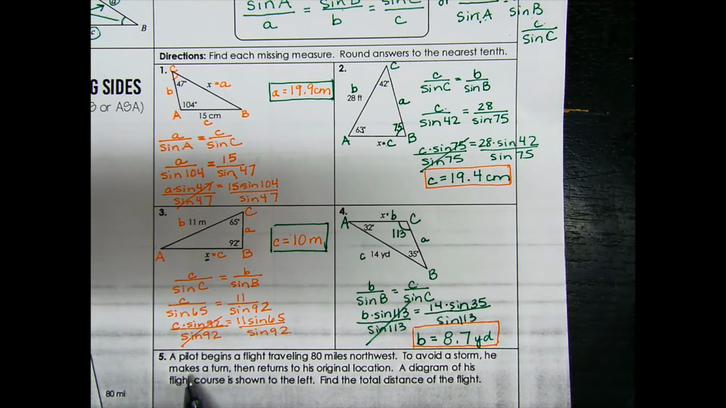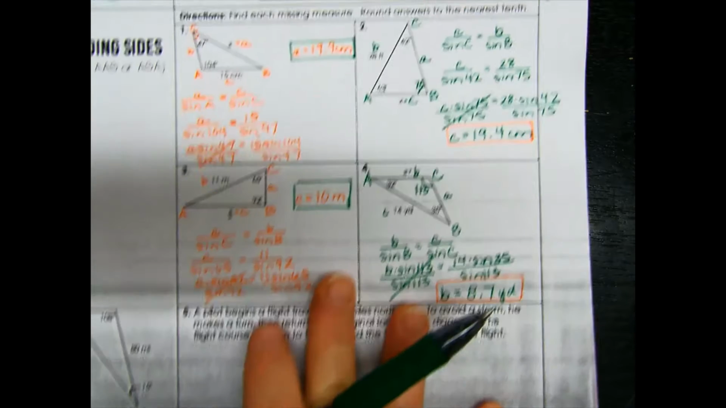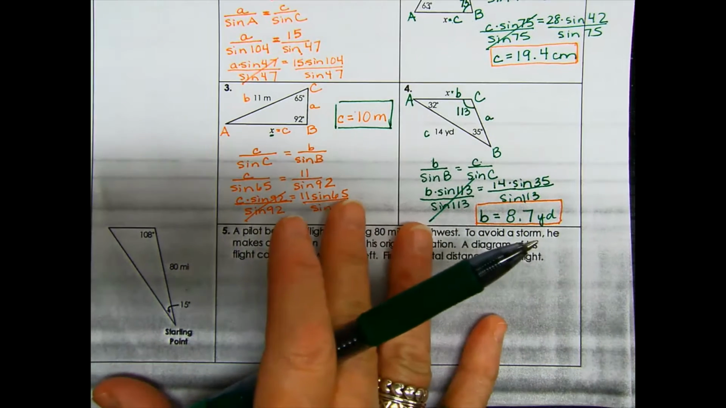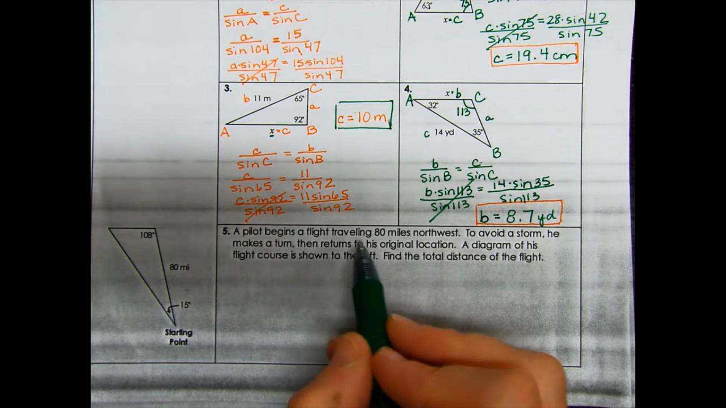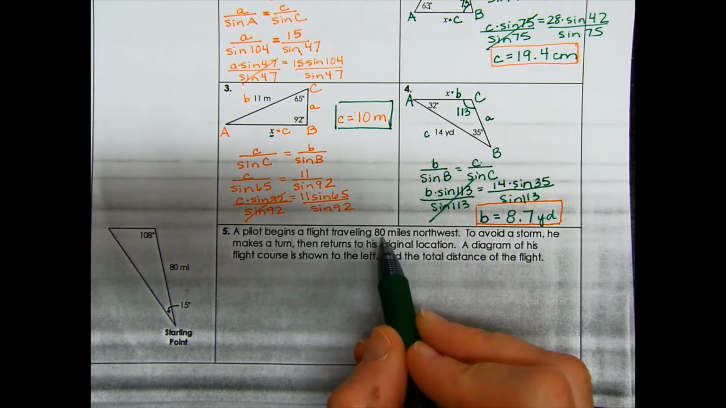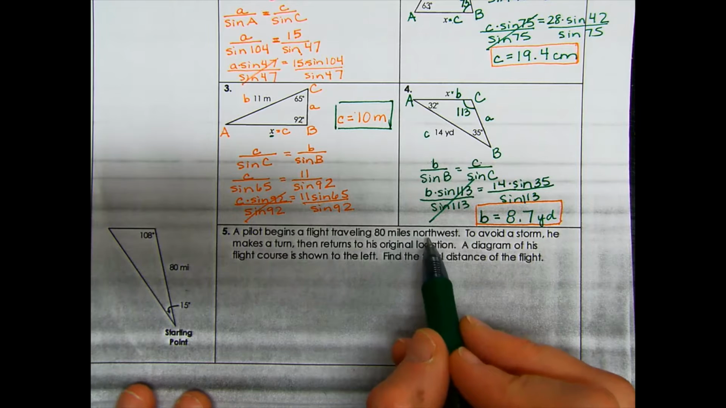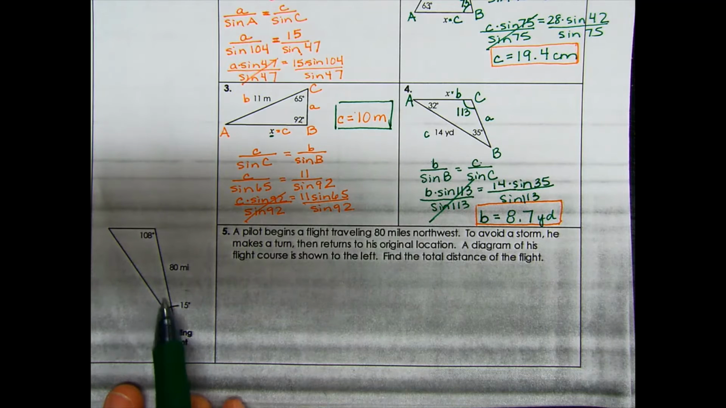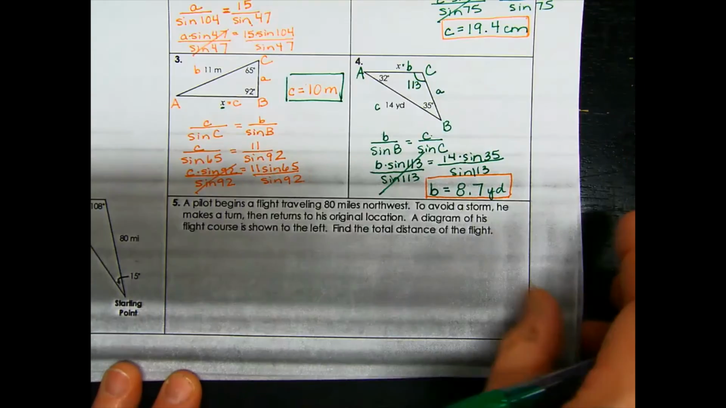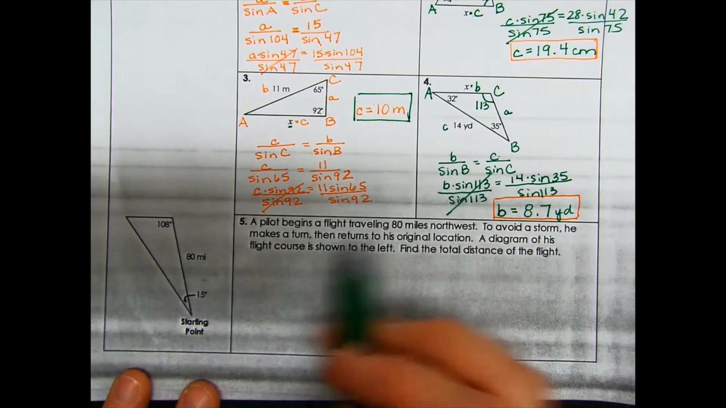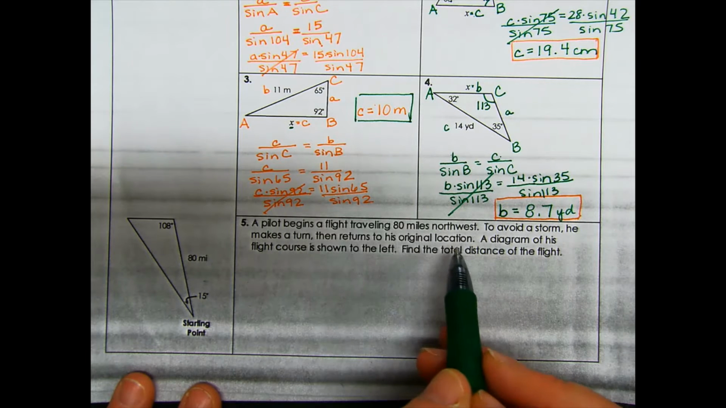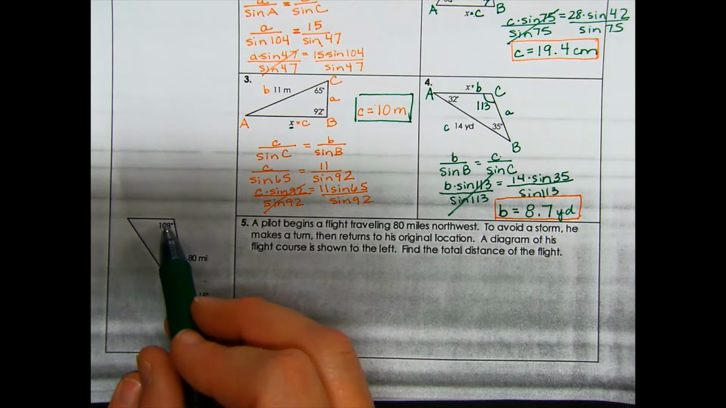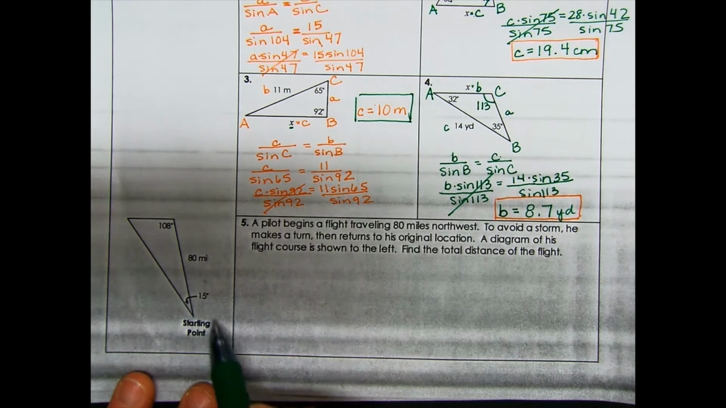Real world type problem and how it looks using law of sines to solve it. It says a pilot begins traveling 80 miles northwest. So that's what we're seeing in this triangle right here. This is 80 miles northwest. To avoid the storm, he makes a turn, and then he goes back to his original starting point.